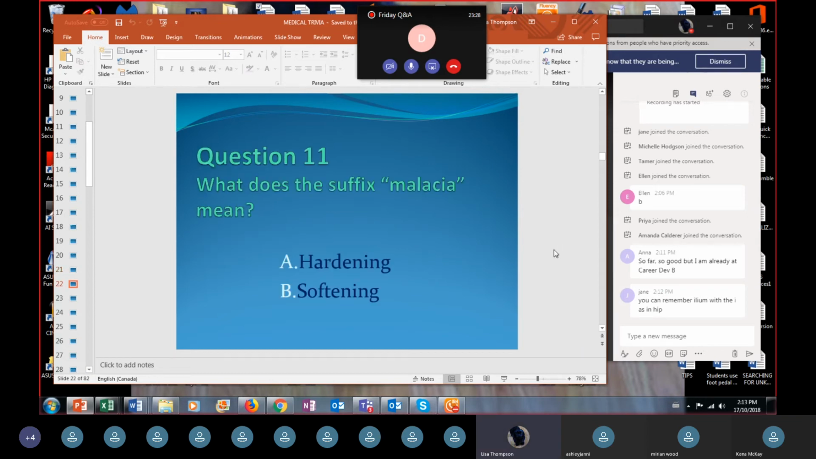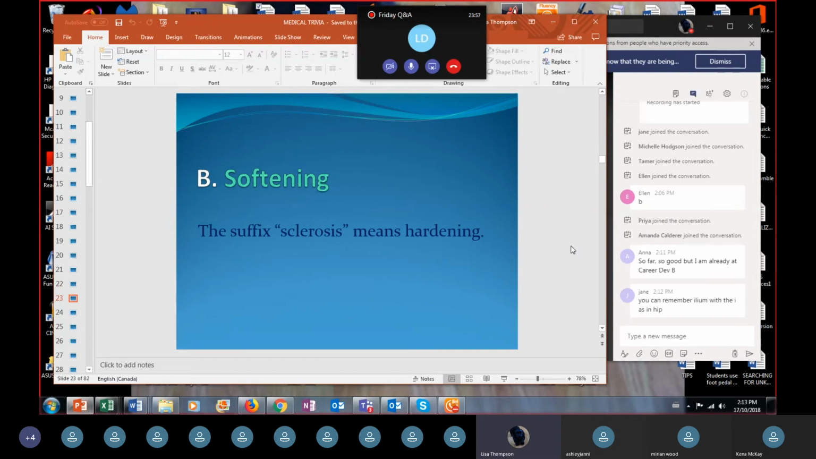Question 11. What does the suffix malacia mean? Is it A, hardening, or B, softening? The answer is B, softening. The suffix sclerosis means hardening, but malacia means softening.